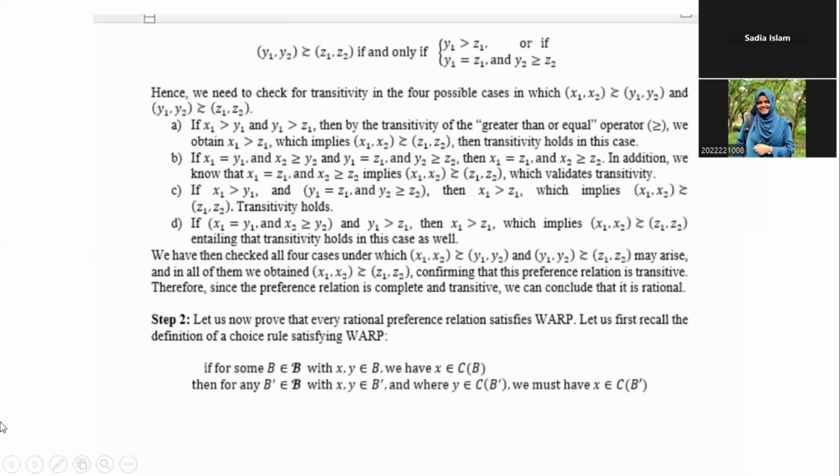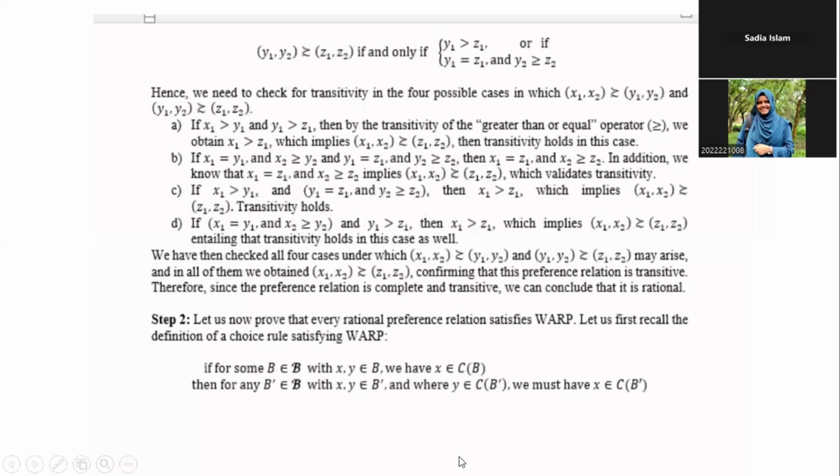Respectively, the other conditions also obey the rule of transitivity. So that's all the part of the lexicographic preference. And then comes the second step. Here we prove that every rational relation satisfies the weak axiom of revealed preference.